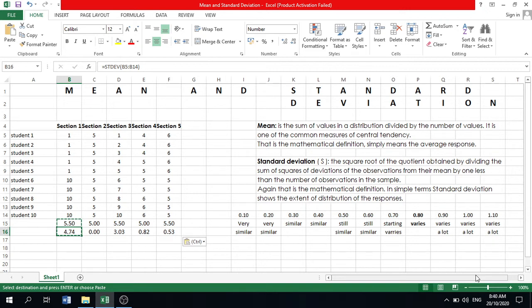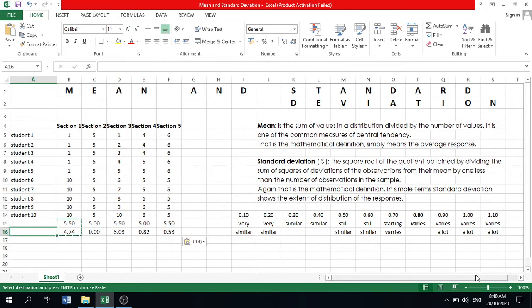Next, you have standard deviation. The standard deviation is the square root of the quotient obtained by dividing the sum of squares of deviations of the observations from their mean by one less than the number of observations in the sample. Again, that is the mathematical definition. Actually, it's the formula in words. In simple terms, standard deviation shows the extent of the distribution of the responses.